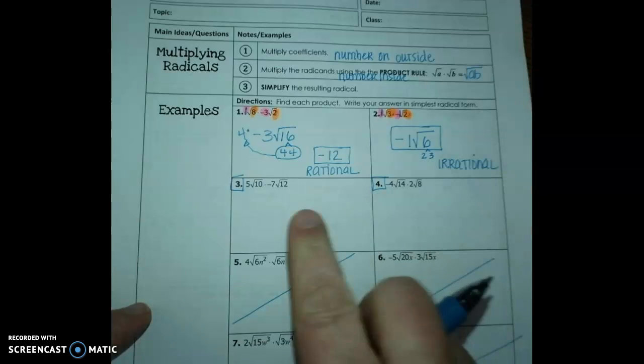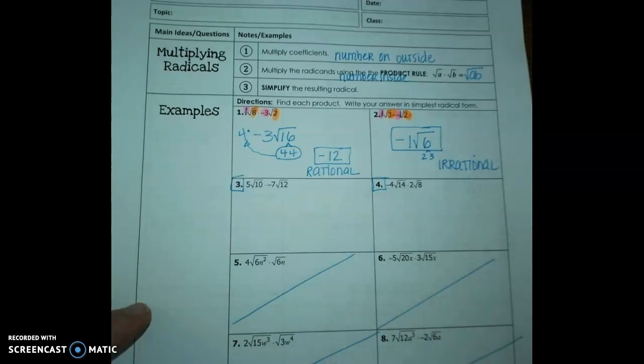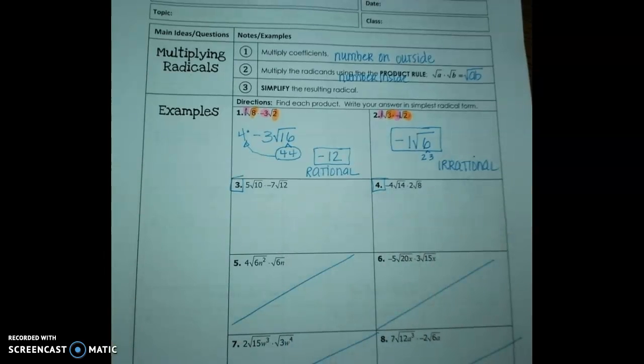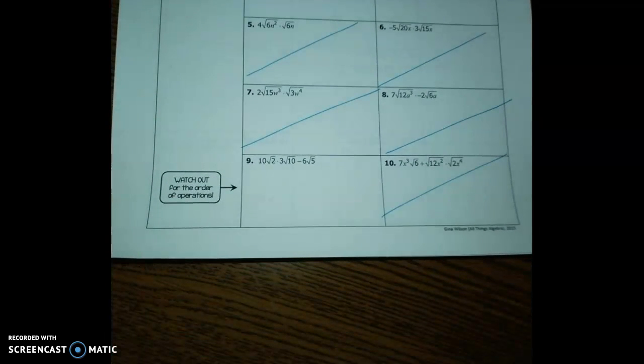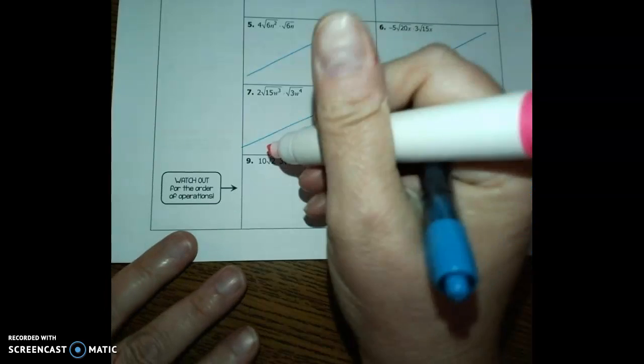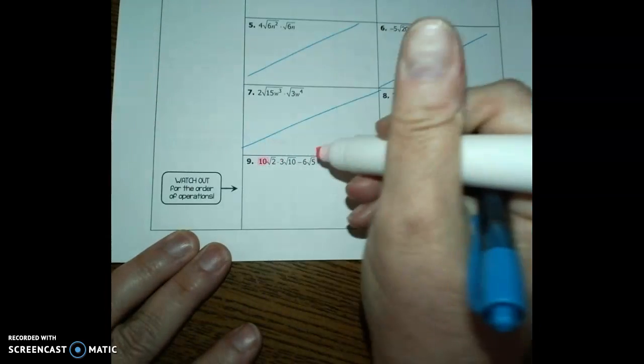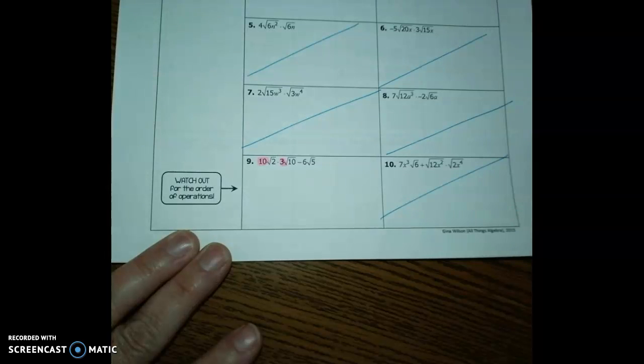Okay. Part of your classwork was to answer questions 3 and 4. And we were not going to do any of the problems with the variables in it. So we're going to skip down to number 9, which had us multiplying and subtracting. So we had to discuss how we have to use the order of operations, which means we're going to do our multiplying first. So we have our coefficient times our coefficient.